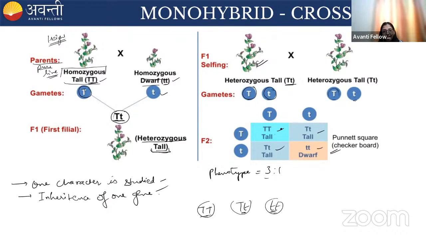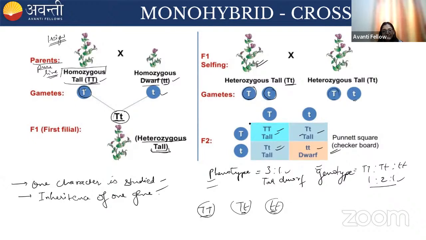So after crossing, we obtain the phenotypic ratio 3:1, where 3 are tall and 1 is dwarf. And the genotypic ratio, capital T capital T to capital T small t to small t small t, is 1:2:1. So this is the genotypic ratio and this is the phenotypic ratio. Please remember that we obtain these ratios in the case of a monohybrid cross.